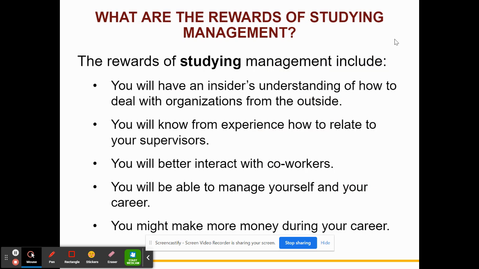What are the rewards of studying management? The rewards of studying management include an insider's understanding of how to deal with organizations from the outside. You will know from experience how to relate to your supervisors. You will better interact with coworkers. You'll be able to manage yourself and your career, and you might make more money during your career.